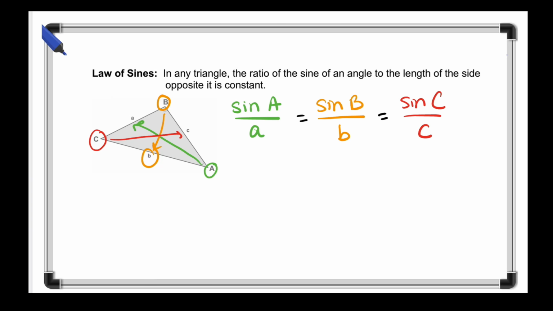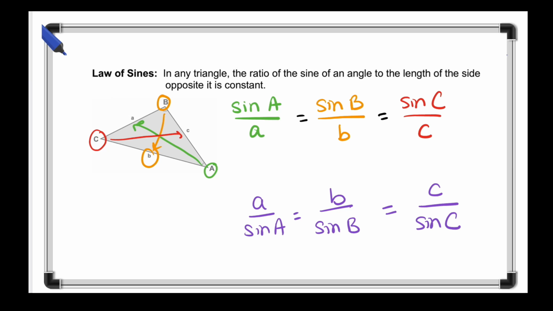Now, something to remember is that in each of your fractions, you have sine all on the numerator and the sides all in the denominator. If you decide to flip your fractions, everything then has to switch. So that means I could have my sides all on the numerator. So a over sine A equals b over sine B, and then c over sine C.